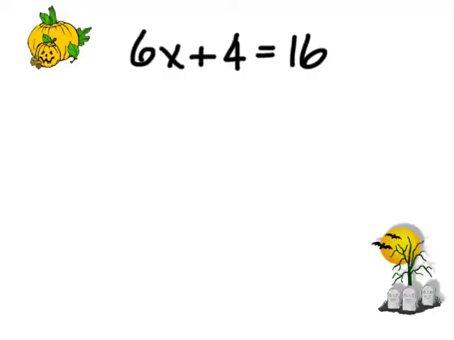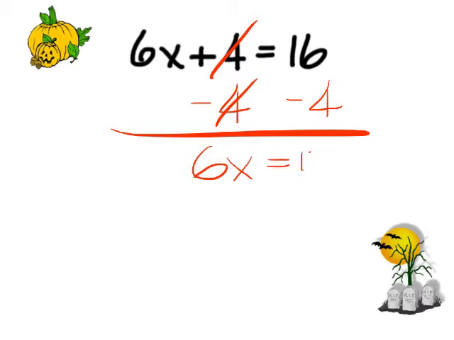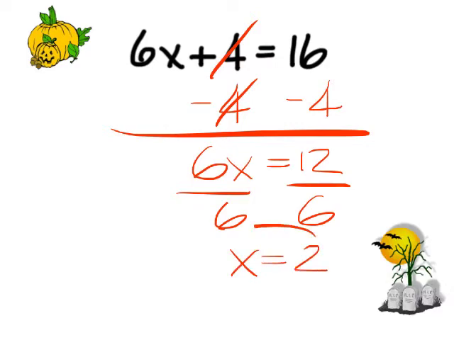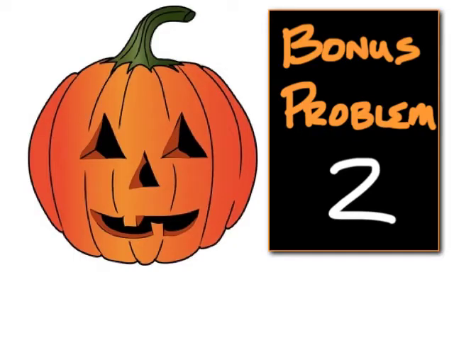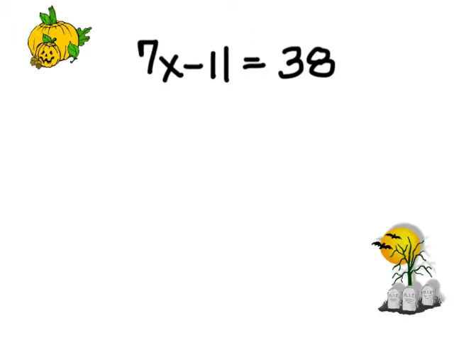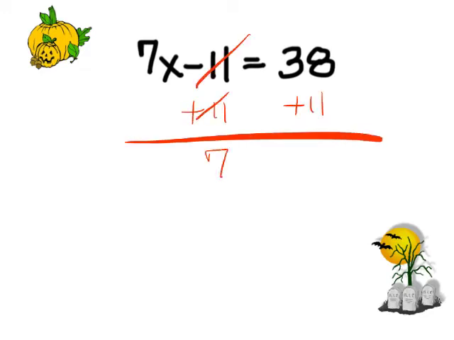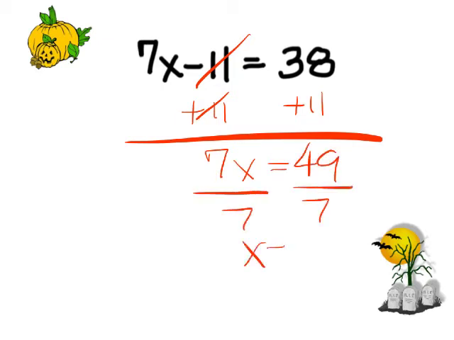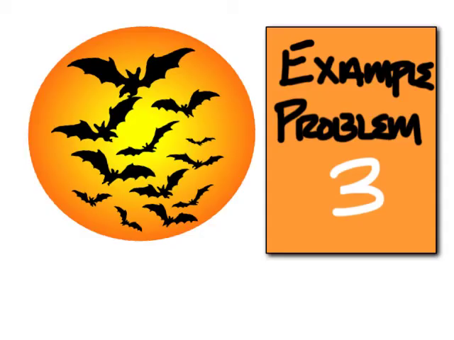Practice problem number 2. On the practice problem, subtract 4 from both sides. These cancel out. You're left with 6x equals 12. Divide both sides by 6. You get an answer of 2. Bonus problem number 2. For the bonus problem, you add 11 to both sides. These cancel, and you have 7x equals 49. Divide both sides by 7 to get an answer of 7.